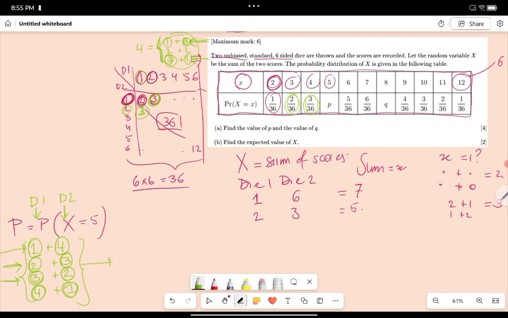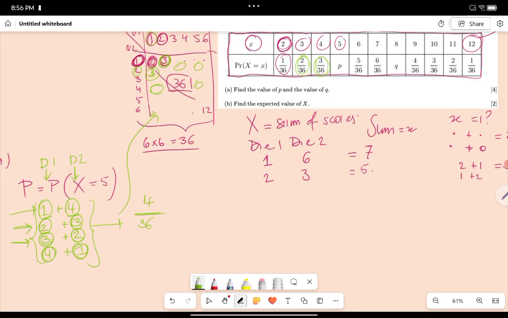So we've got 4 entries, 4 values in this whole big matrix of 36. And therefore, the probability will simply be 4 options out of 36. So the chance will be this, 4 out of 36. This is the probability of throwing a sum of 5.